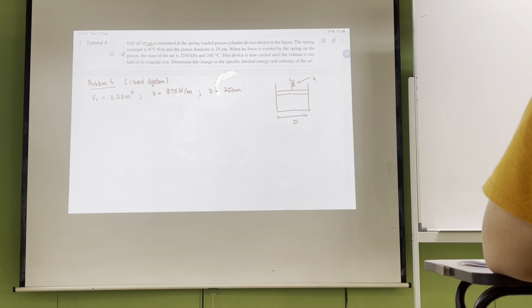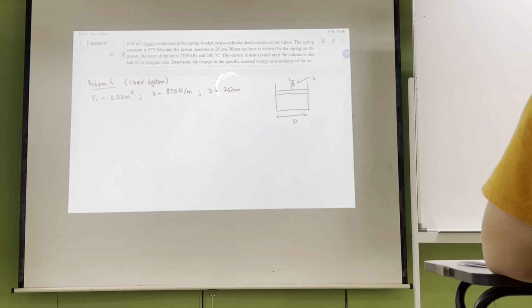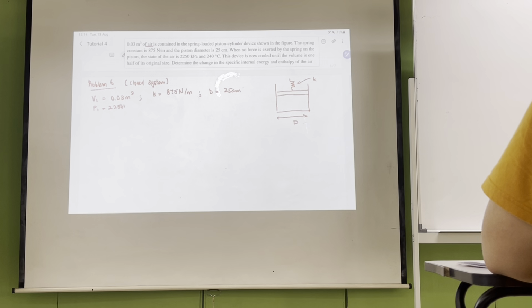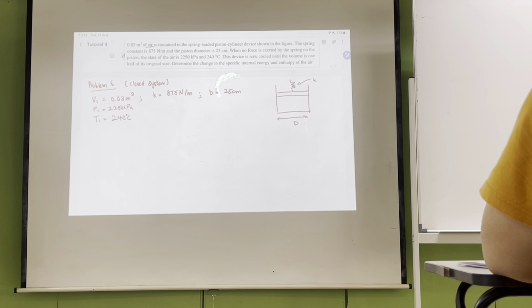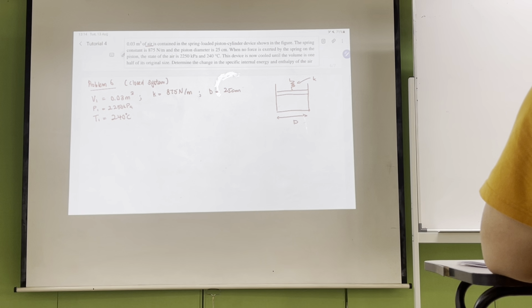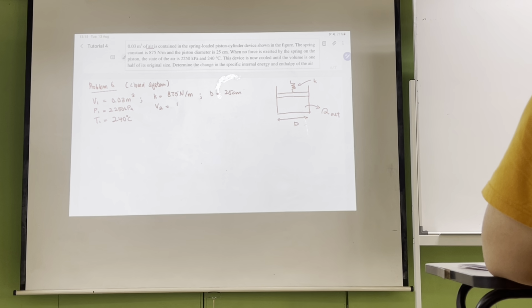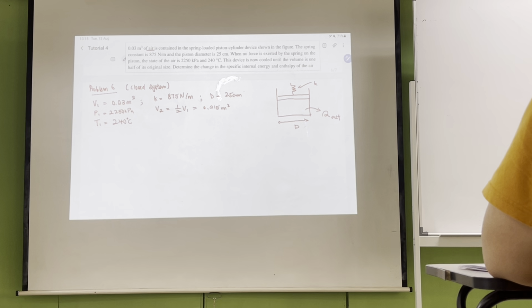You are told that when no force is exerted by the spring on the piston, this is the initial state. So initial state P1 is 2050 kilopascal, and T1 is 240 degrees Celsius. The device is now cooled, so you are taking heat away until the volume is half of its original. So V2 is half of V1, which is 0.015. Determine the change in the specific internal energy and enthalpy of the air.